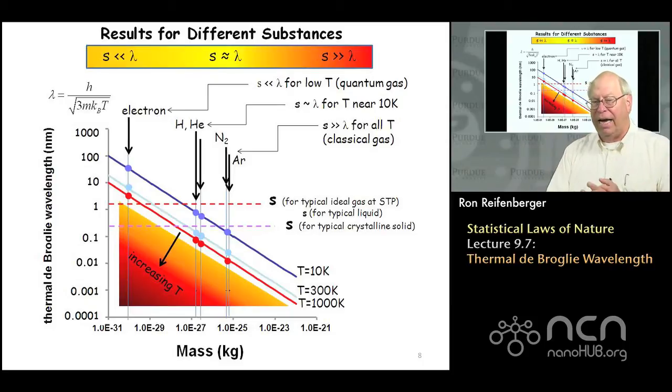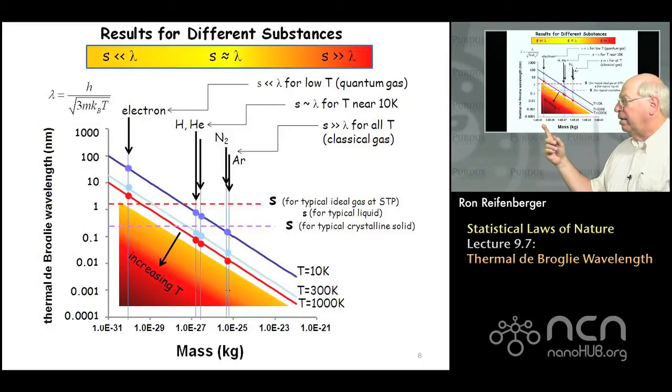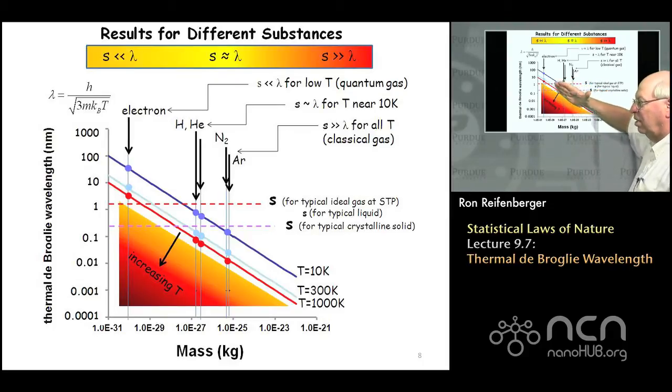The results can be systematized by doing a systematic plot. So in this plot, I plot the mass of the particles of interest on a log scale. I also plot the thermal de Broglie wavelength in nanometers, also on a log scale. And I just evaluate that equation on the previous slide for different temperatures. So in this case, I've done 10 Kelvin, 300 Kelvin, 1,000 Kelvin, right? And so you can see what happens is as the temperature increases, this linear curve pushes down further this way.